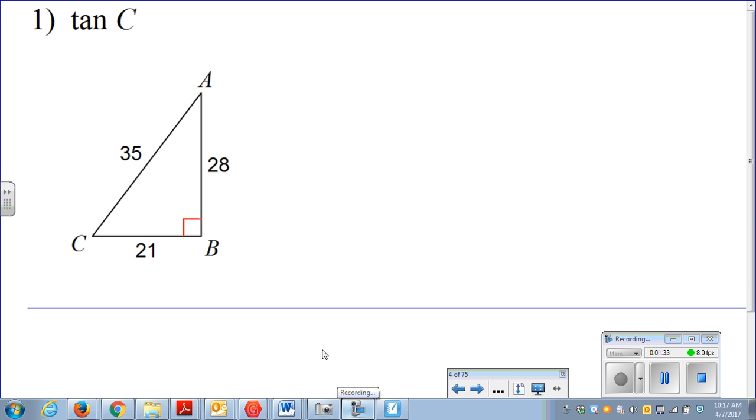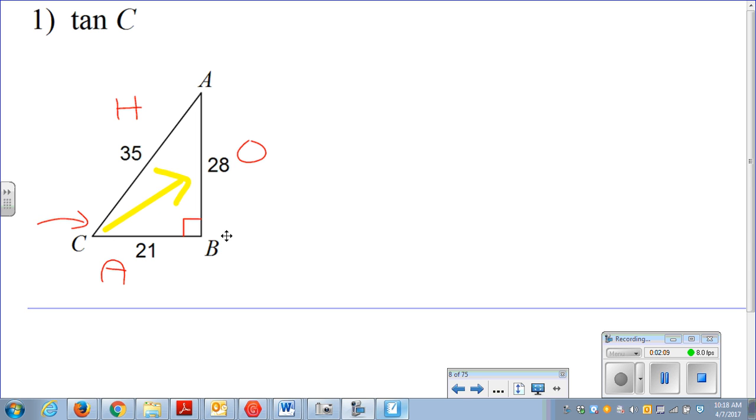In this one, we need to find the trig ratio. The first thing I want to do is label the triangle, and I'm going to show that step by step. First I label the hypotenuse, which is across from the right angle. Next, I label the indicated angle. Since it's tangent of C, this is your indicated angle. Next, I find the opposite side, which is away from that indicated angle, the opposite leg. And then find the adjacent side, which is close to that angle.